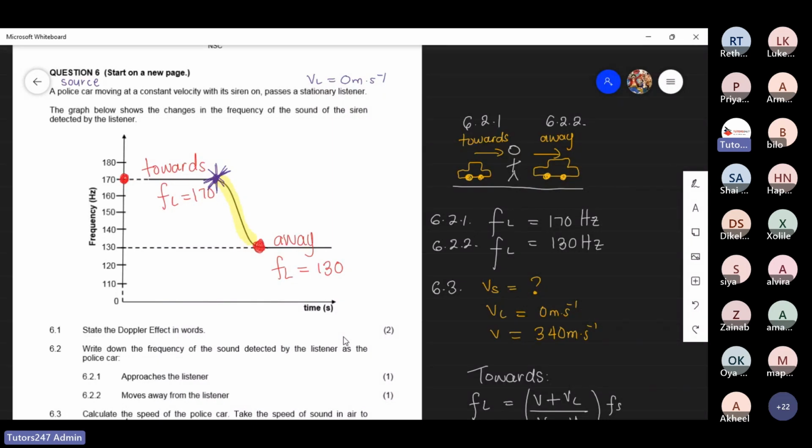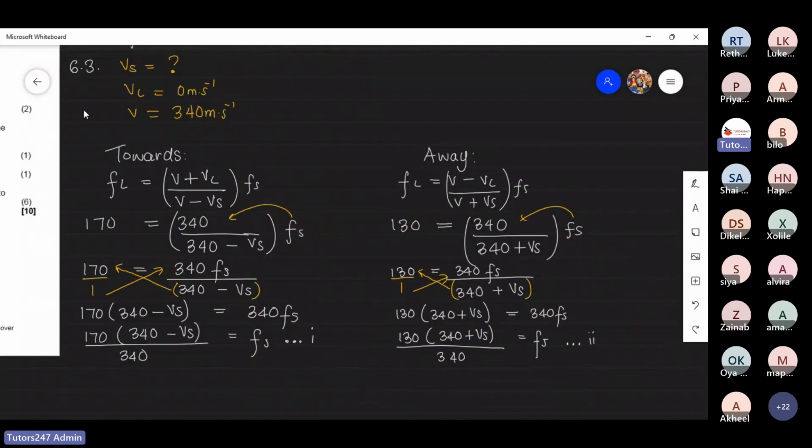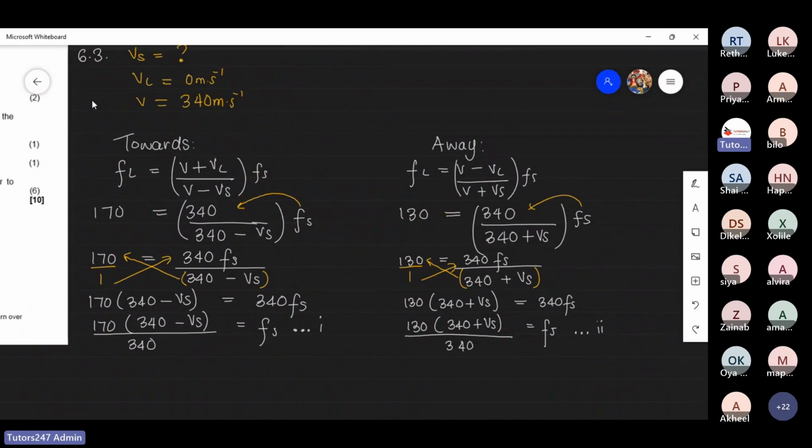That indicates that the frequency detected by the listener is lower. That is why we have two different equations, because we were told that we needed to calculate the velocity of the police car, and we did not have the value of the frequency of the source, which is the frequency of the police car. Due to that fact, we had two unknowns within our equations. If you have a look at the equations, when we initially substituted, you can see that we have two unknowns. So that was our indication that we needed to use simultaneous equations.